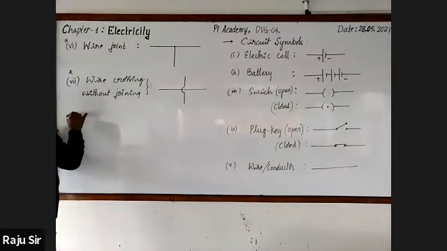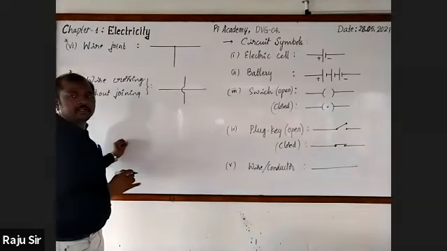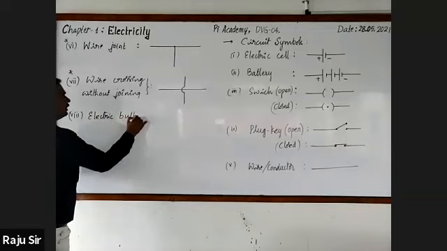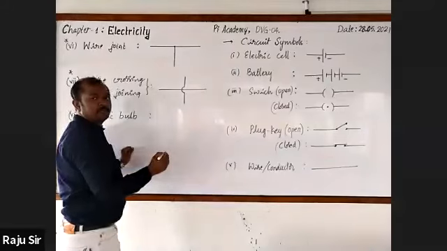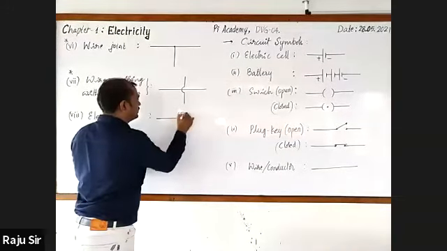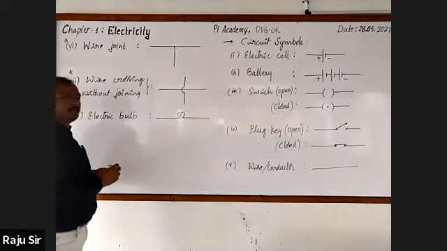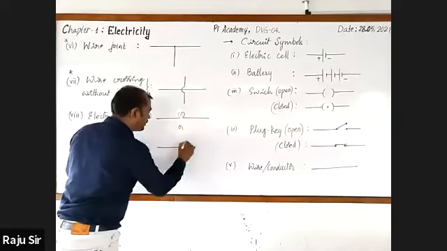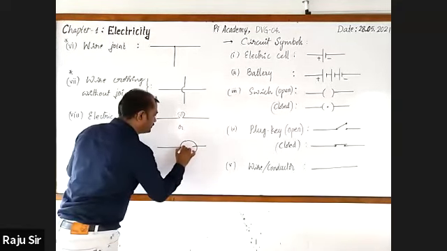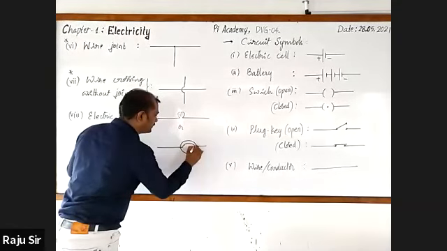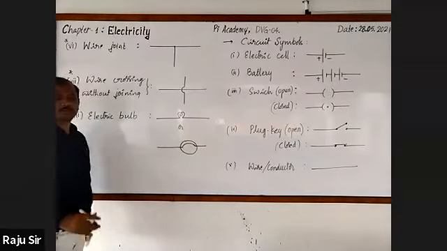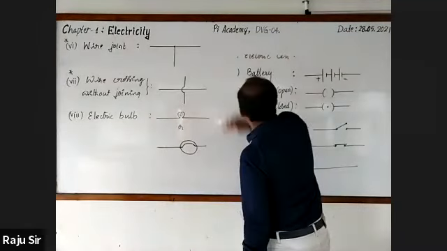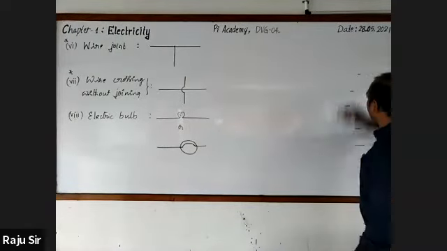Next, eighth one. It is an electric bulb. B-U-L-B. There are two symbols. One is like this. This is the symbol of an electric bulb. Or another one: we draw a circle, a semicircle, like this. Let me continue here.